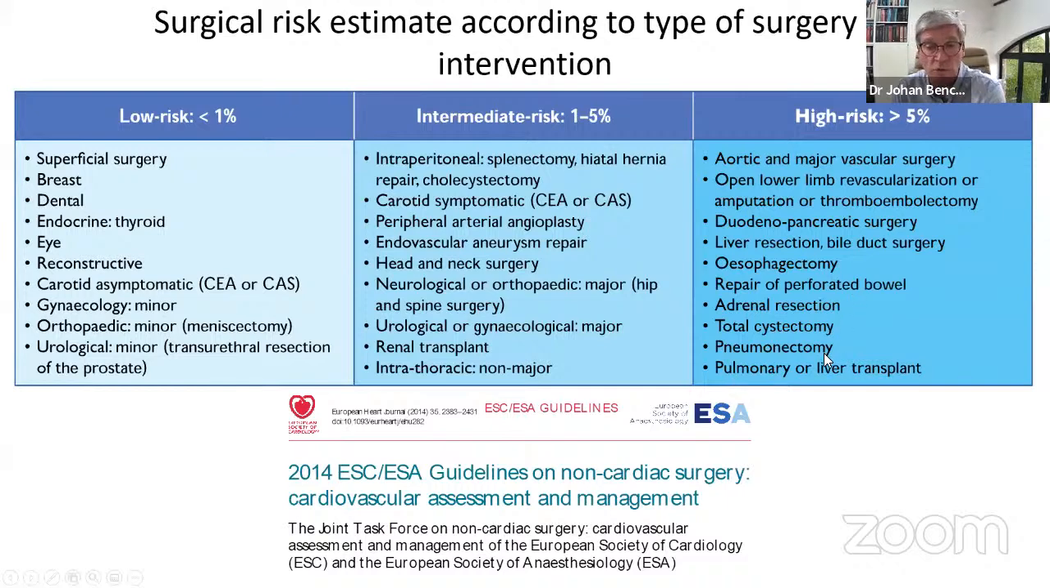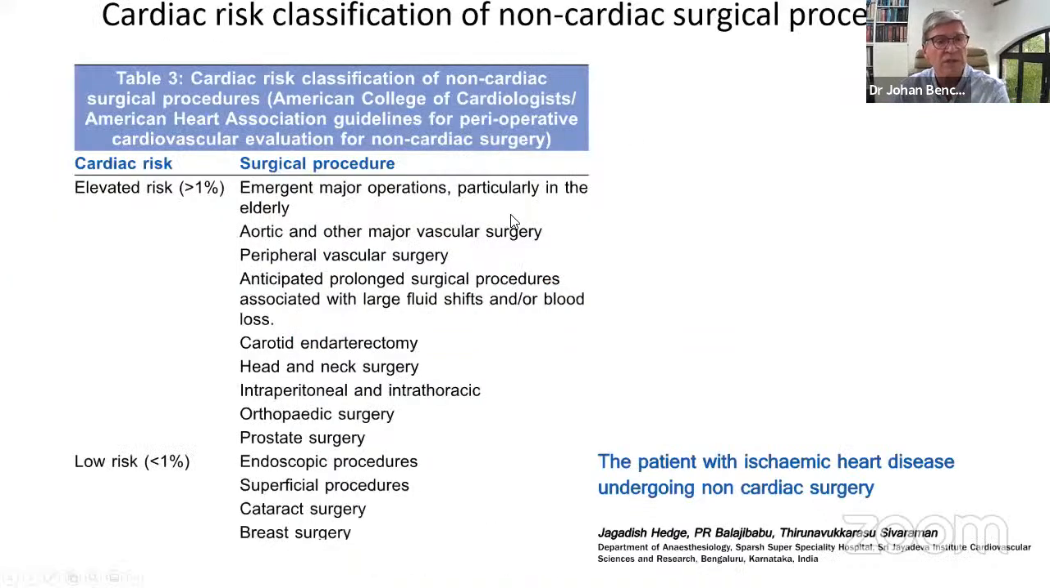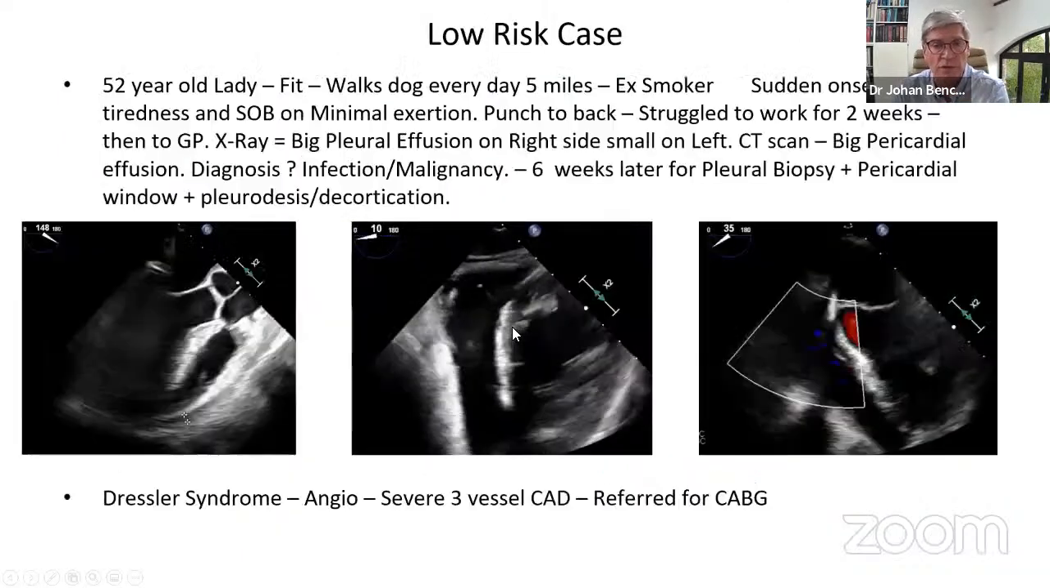Obviously, I'm not going to go through all of them for the sake of time, but you can see that your intermediate risk is 1 to 5%, and your high risk operations create a risk of more than 5% for your patients. And it's sometimes surprising to see where your operations fit in. There are different classifications. This is the one from the American College of Cardiologists, which has a different level of risk appropriated to each operation. I'm not going to go through all of these separately.